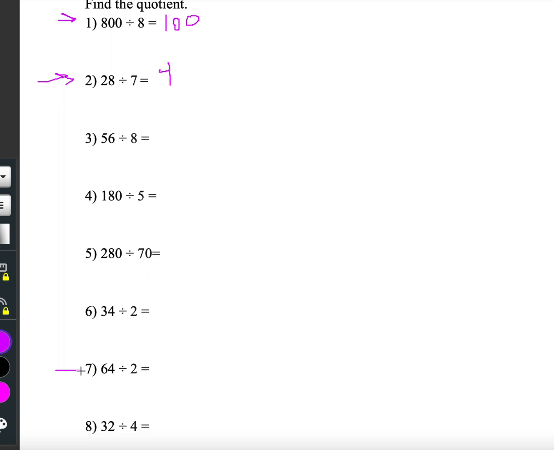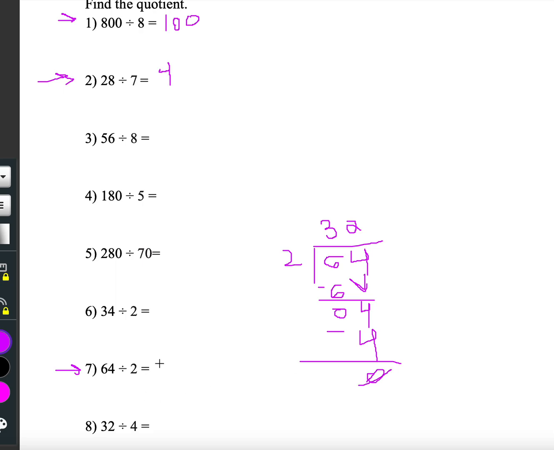For numbers like this, we can also solve it the traditional way. 64 divided by 2. So 2 times 3 is 6. And then we have 4. So 2 times 2 is 4. So we can also solve it like this. So we get 32.